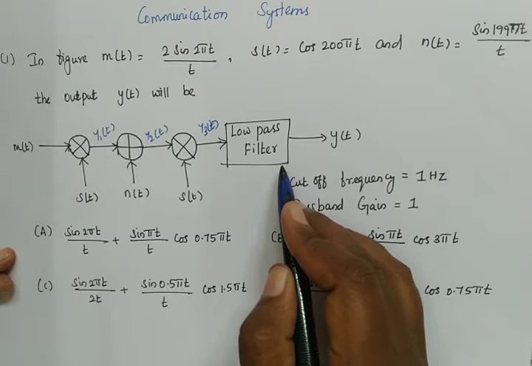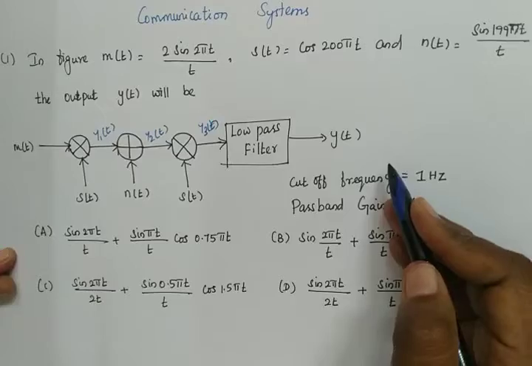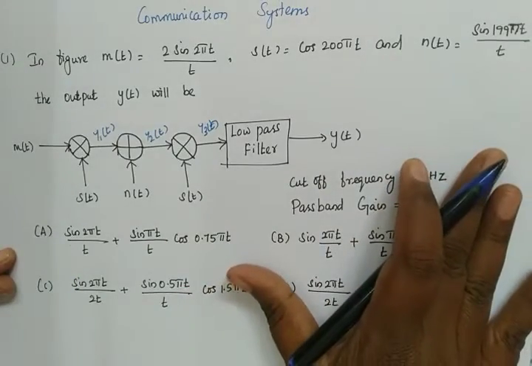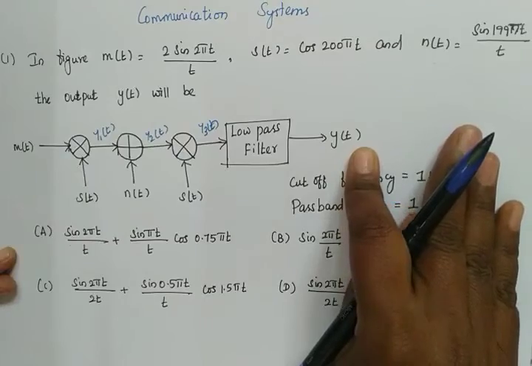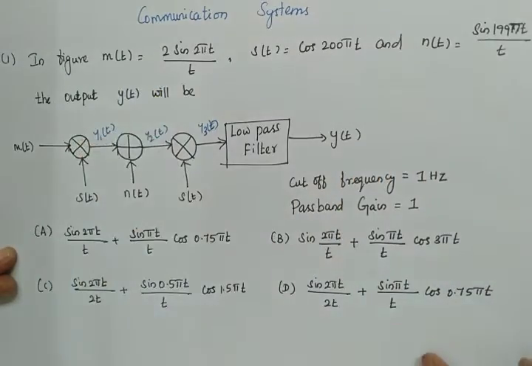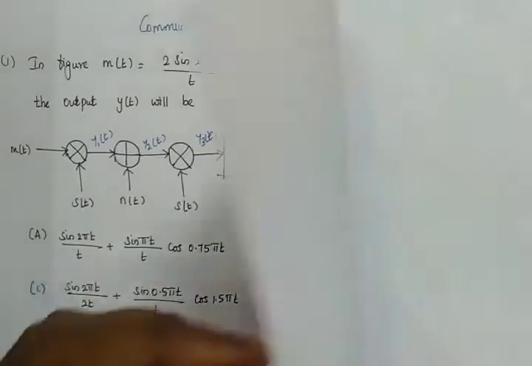Now what is the function of this low pass filter? It allows only the low frequency signals and filters out all the high frequency signals, that we know very well. And the final output will be y of t. Now let us see what the output is.